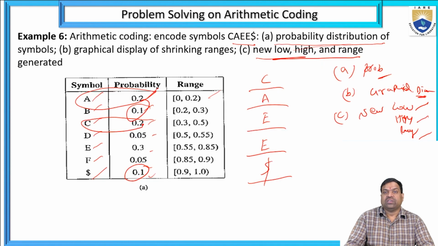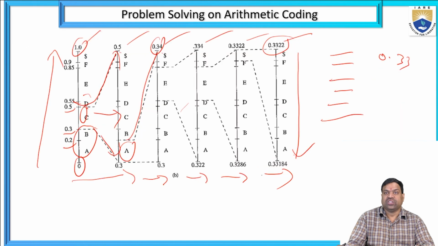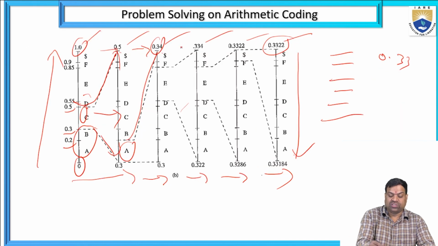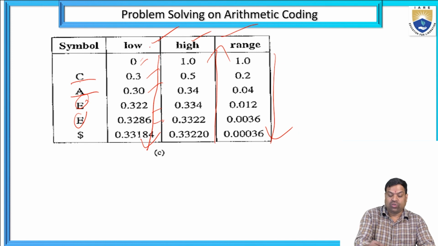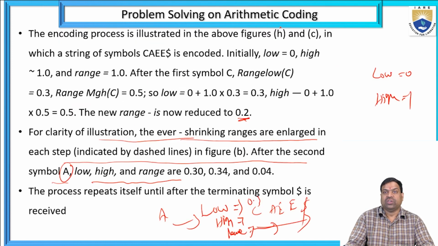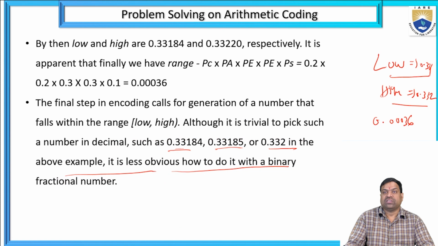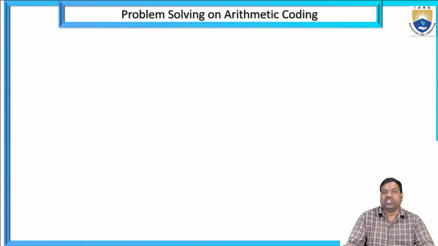So the symbol, probability and range are given. We have to find the probability distribution, the graphical display, and the low high range. Here the probability distribution is given, and we are displaying the images or symbols, and the third one is the low high range. And that is the low high range of each one.